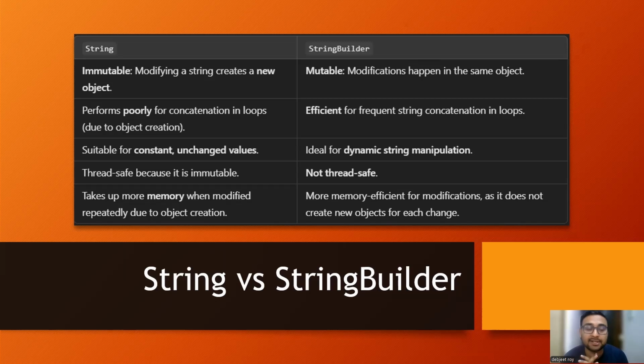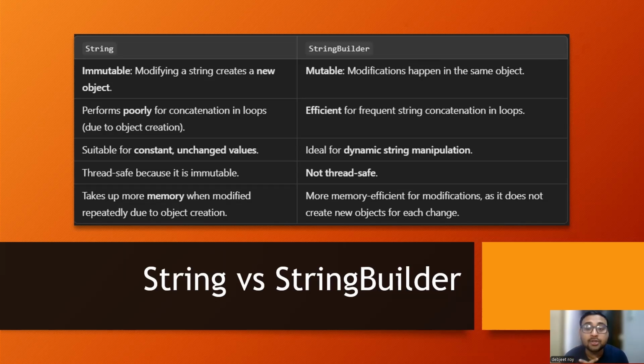So this we have to understand. String is actually very poor for concatenation within loops, as I already shared, and string builder is efficient for frequent string concatenation within loops. It will not acquire much more object memory. String is suitable for constants, values which are unchanged. And string builder is ideal for dynamic string manipulation.